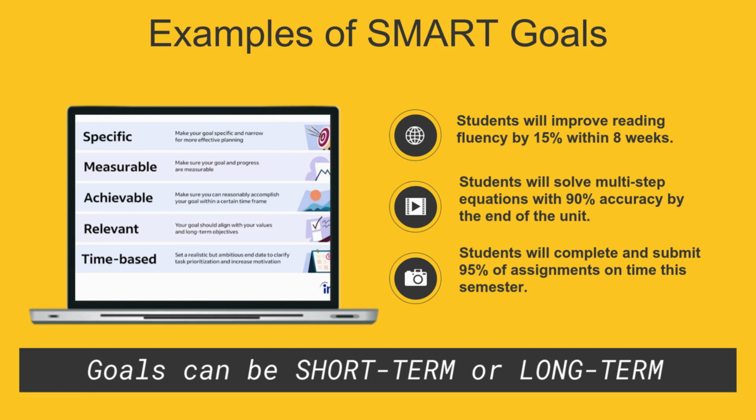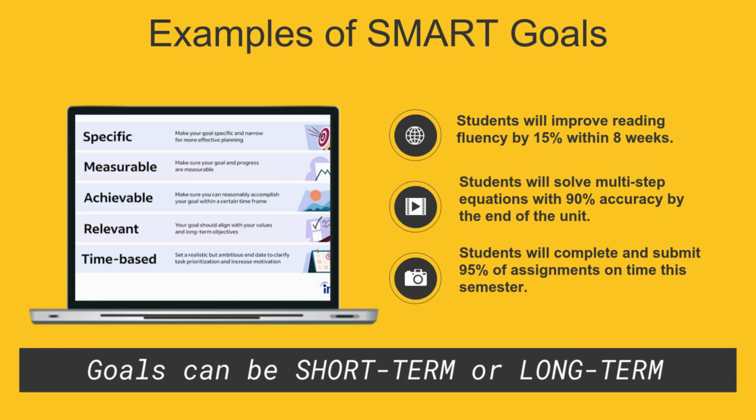Students will solve multi-step equations with 90% accuracy by the end of the unit, right? So again, we would have smaller goals in between, but the ultimate goal is by the end of the unit, 90% accuracy for all students. We see it's specific. We have reading fluency. It's measurable: 15%. It's achievable. 8 weeks is a long time. It's relevant. We're assuming that it's an ELA class of some sort, and it's time-based.